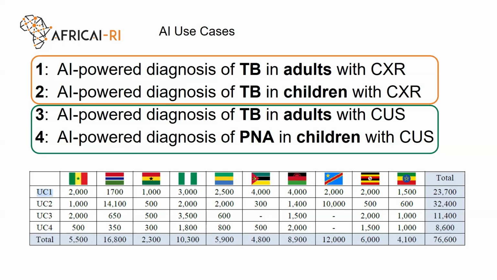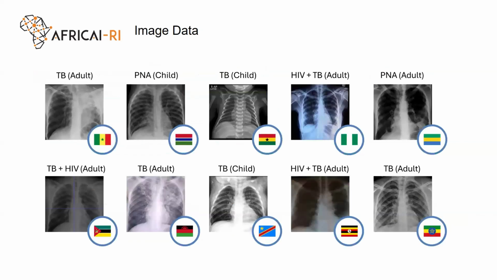So the next slide shows the image data behind these use cases. We will be collecting a variety of images from different countries, different age groups, different diseases, sites, and machines. This diversity is really important for us because it will help us test whether AI works well across different settings. And after organizing all this data, we can start generating evidence.